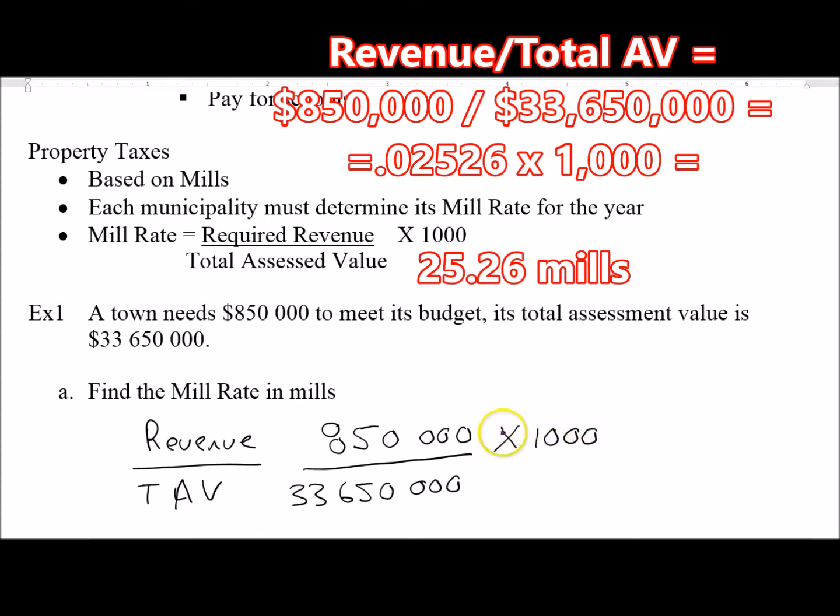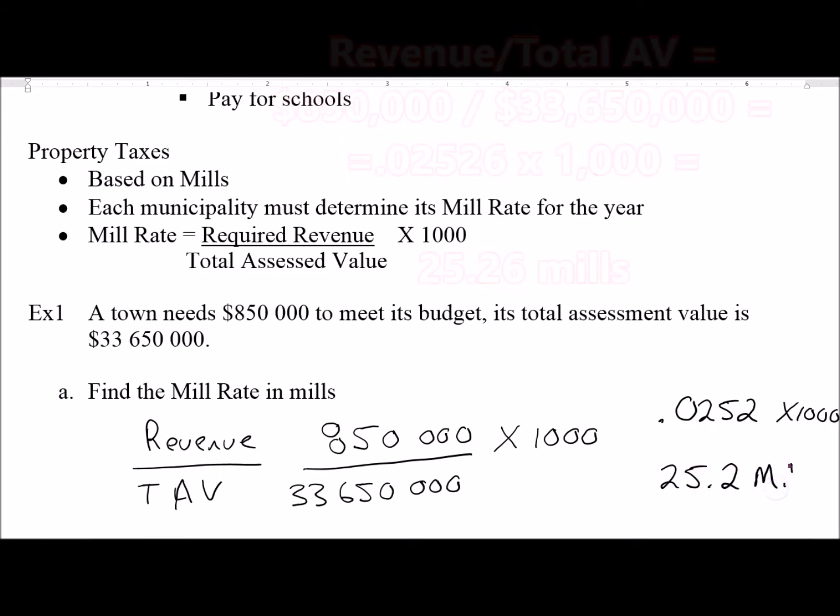This multiplying by 1,000 is going to be a key point when we actually look at how to do our property taxes. So I'm just going to take these two numbers and divide them. 850,000 divided by 33,650,000, and I get 0.0252. I'm going to times by 1,000 to get a mill rate of 25.2 mills.